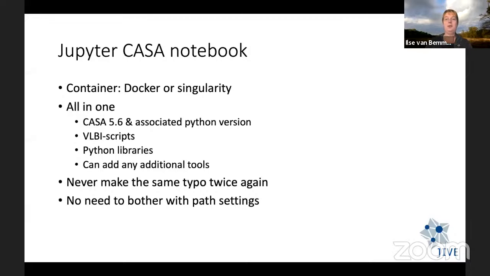The really nice thing about this is once you've done this properly, you set up your notebook and it works, you don't need to make the same typo ever again. It's something that I run into frequently when I do command line CASA processing. You type something, you mistype the name of the command or mistype the name of a file. Of course, in scripts, you've got the same benefit. But the main thing here is also that you do not need to bother with any path settings. And I've seen already quite a few questions about this, that your libraries are not there or your path settings are not correct. This is all taken care of inside the notebook and you don't need to worry about this.